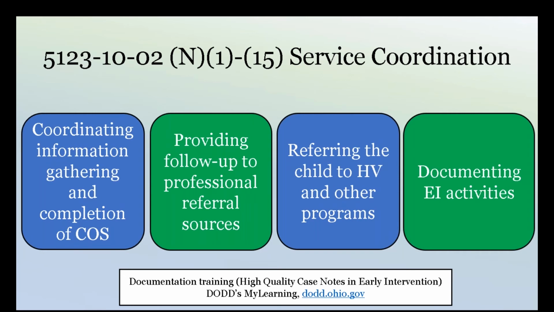Another responsibility can be referring the child to home visiting or other programs. So if during the conversations with the family, the EISC discovers that the family could potentially be eligible for home visiting, that EISC will provide information to the family about the home visiting program and obtain parent consent to make a program referral. And then if the family does accept home visiting services, the hope is that the programs would work together to ensure continuity.